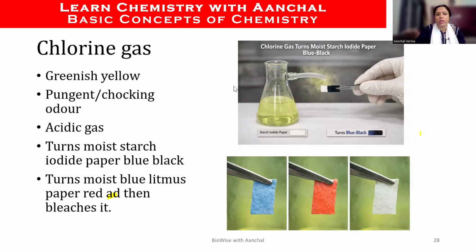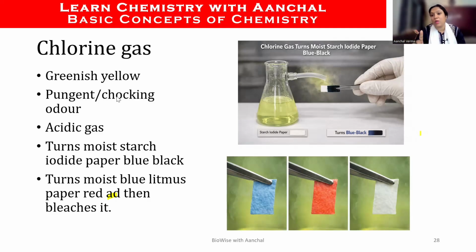Now moving to chlorine gas, you can see here that chlorine gas is actually a greenish yellow color gas, and it has a pungent and choking odor. Have you ever experienced the smell in the swimming pool just after cleaning? There's a pungent kind of odor, no? That is because of the chlorine gas. It is an acidic gas and it turns moist starch iodide paper blue-black.